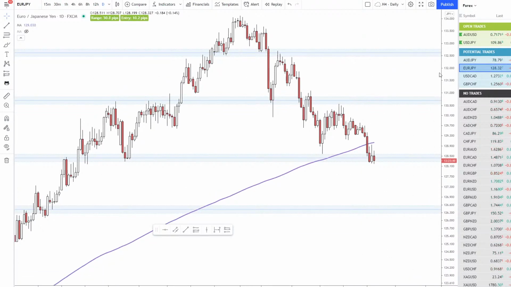EURJPY. Now we've got a very similar scenario on EURJPY to what we did with AUDJPY.